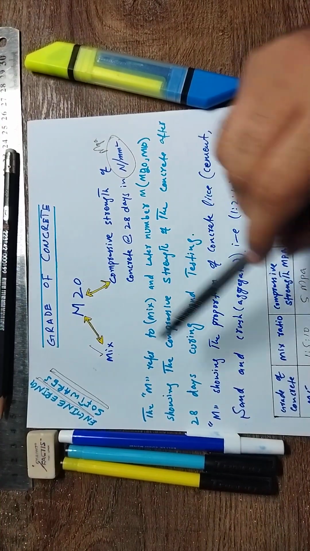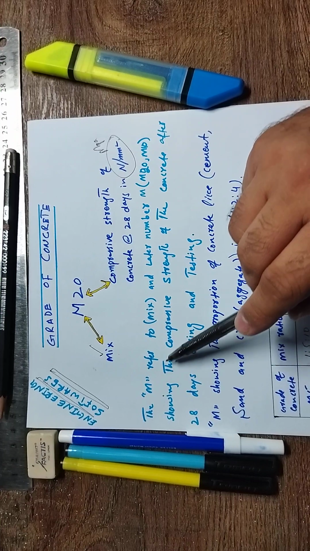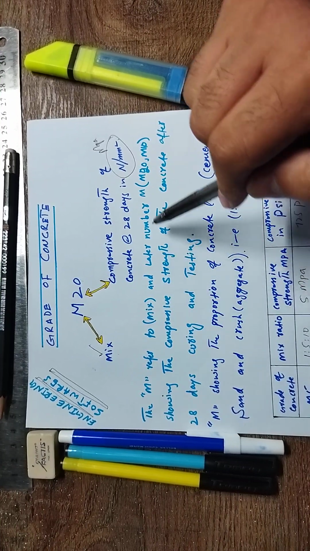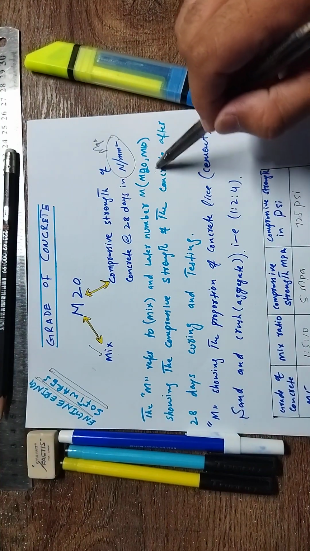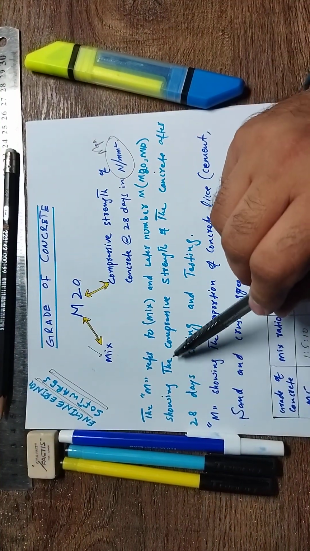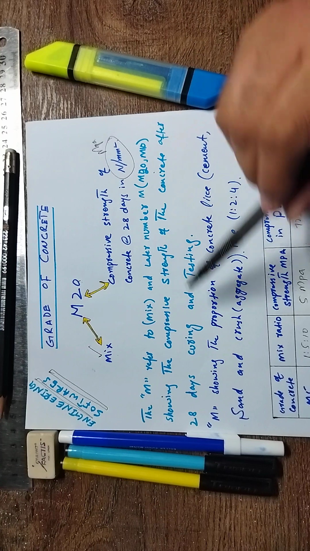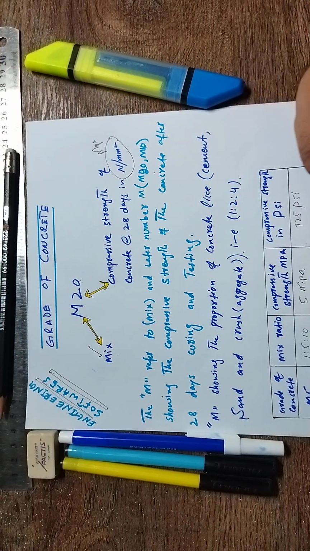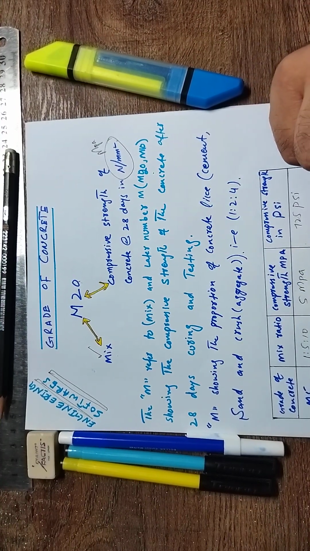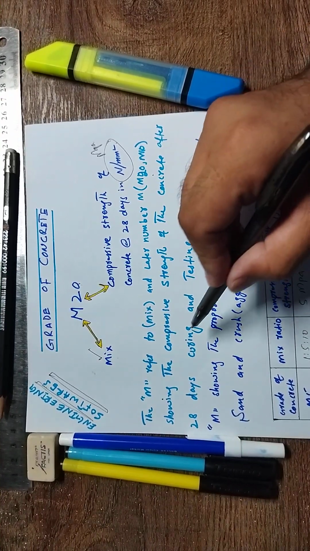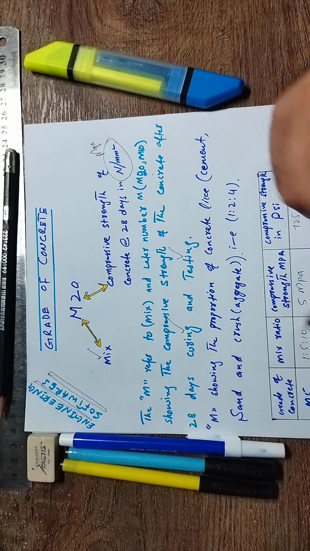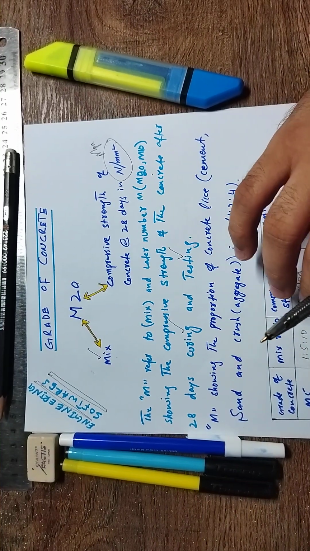So what is the M? The M refers to mix, and the later number, M20, M10, shows the compressive strength of the concrete after 28 days curing and testing. It shows the compressive strength, but after 28 days curing and testing. These are the two important points.